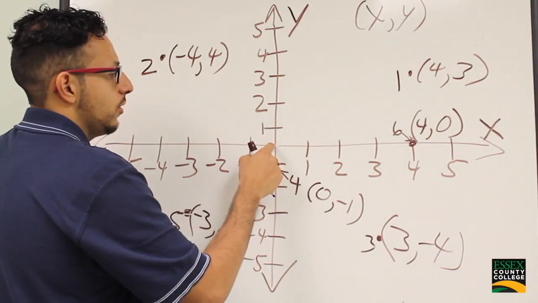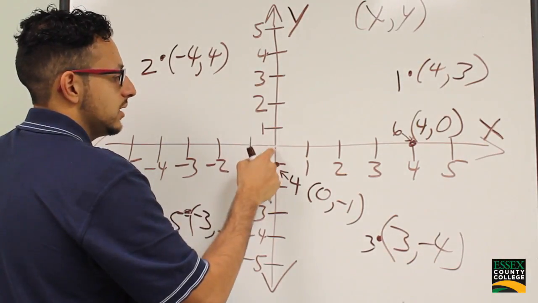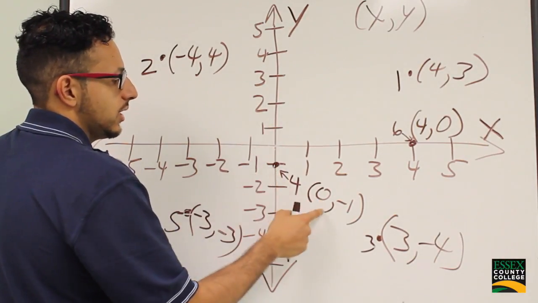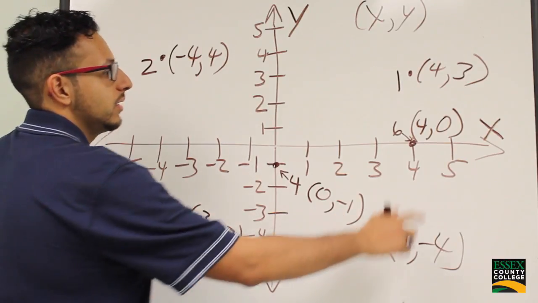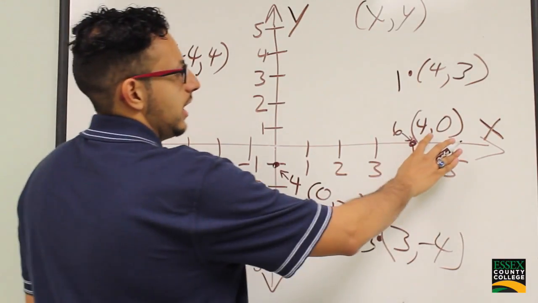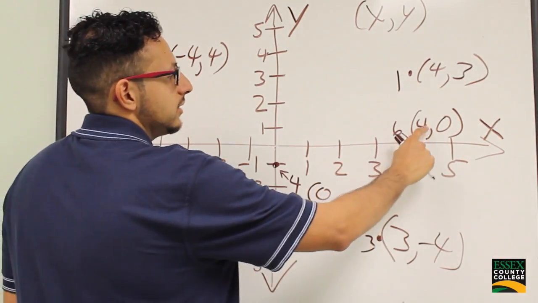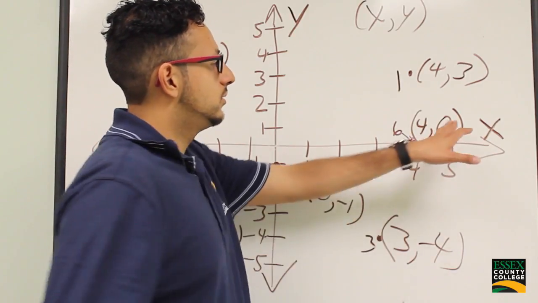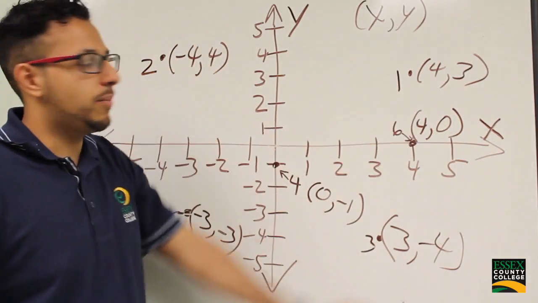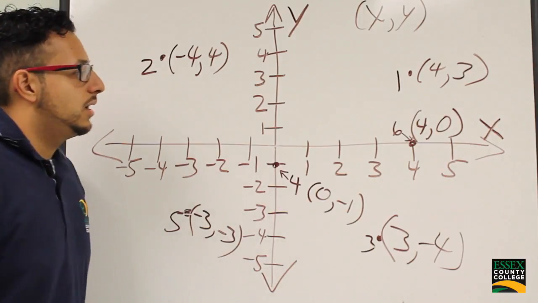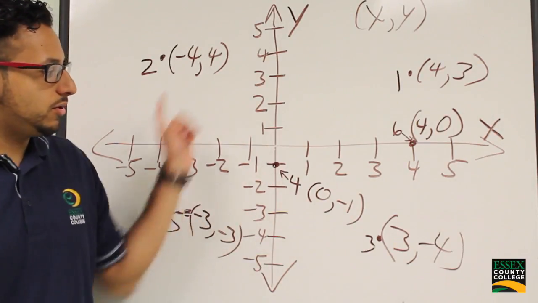Fourth point, so on x it doesn't move, so it stays at 0 for x and it goes down to -1 for y. And then here, for x it's 4, comma 0 because it doesn't move up or down for y. And these are the coordinates for all 6 points.